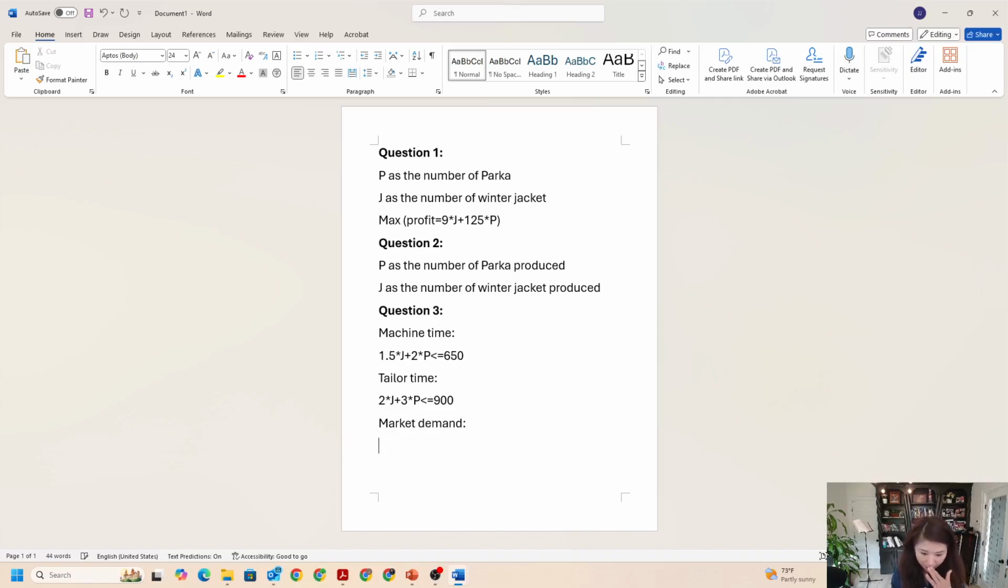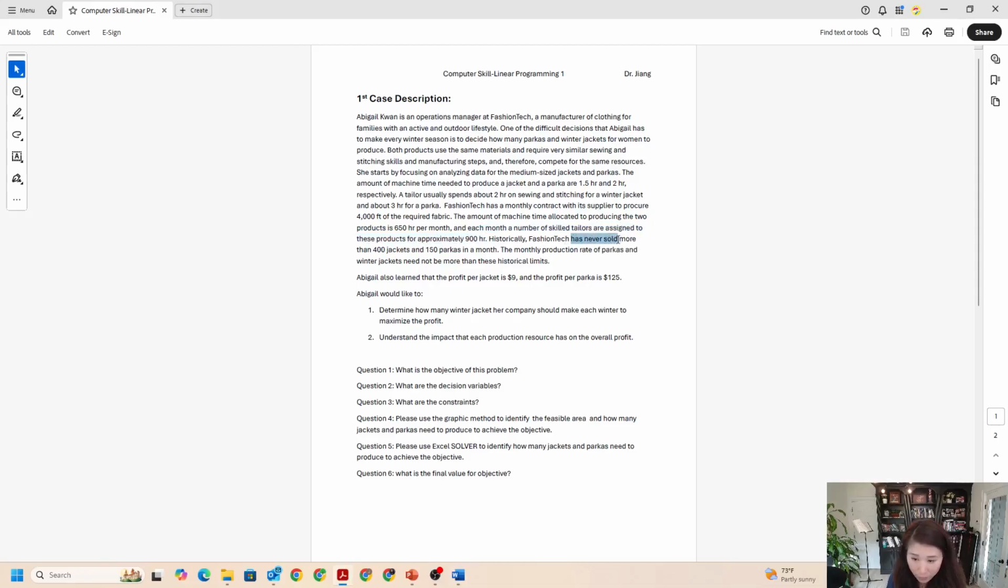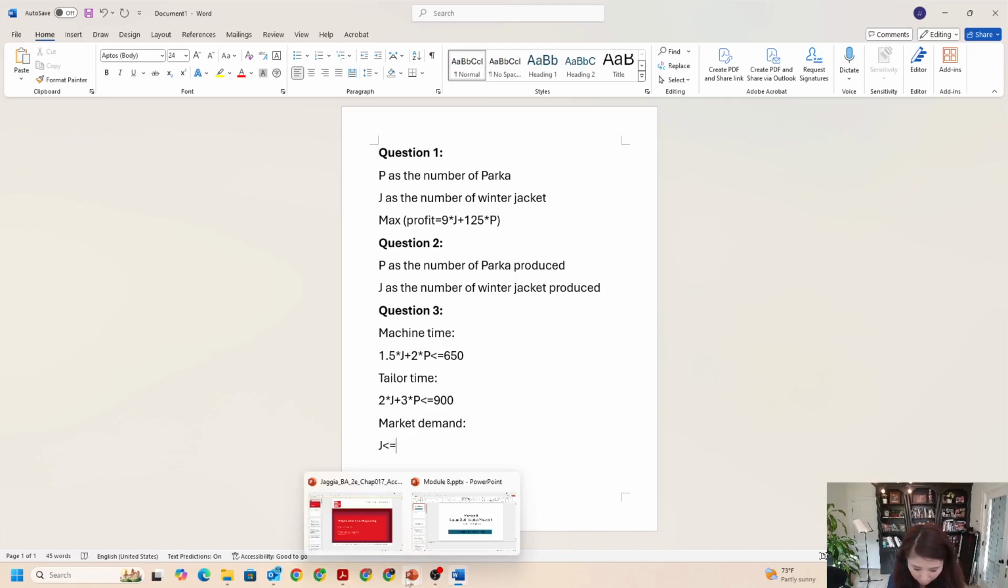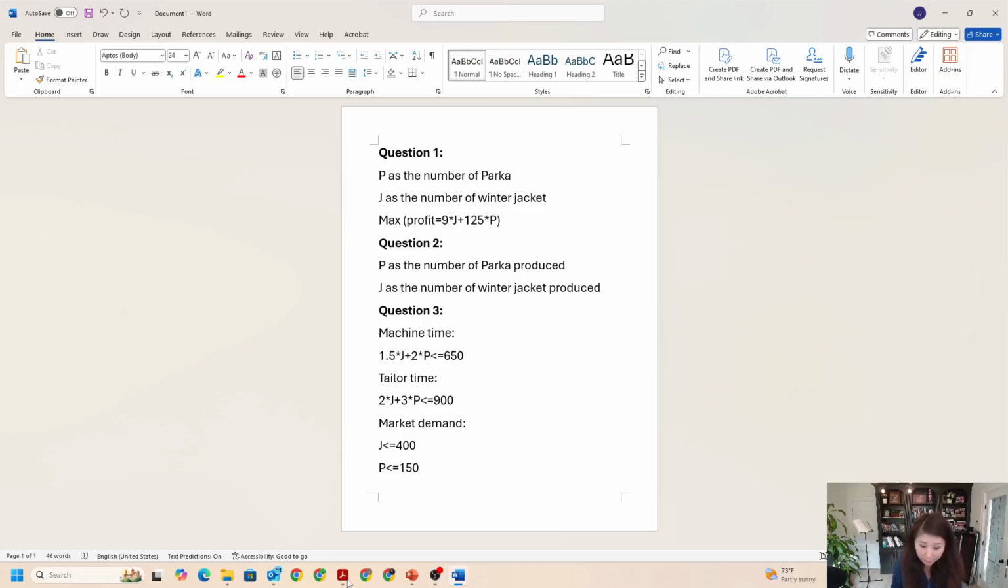So we also have market demand, right? If you look at what our market demand is in this situation, we're talking about how we never sold more than 400 jackets and 150 Parkers. So it does not make sense for us to produce more than 400 jackets and more than 150 Parkers. So we need to add 2 more constraints related to the market constraint, right? So my J has to be smaller than or equal to 400, and then my P has to be smaller than or equal to 150.